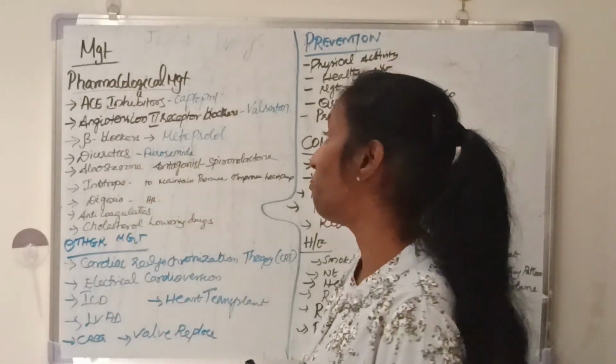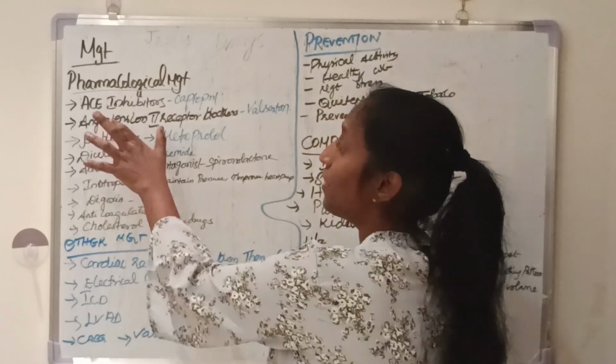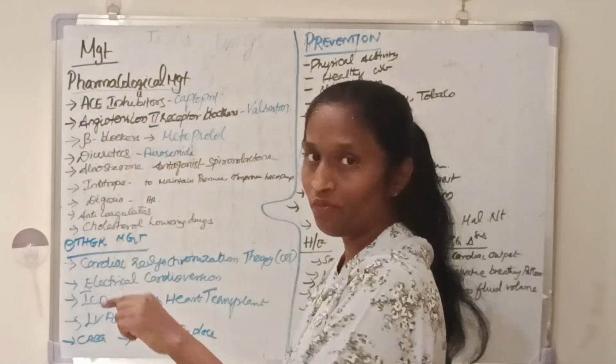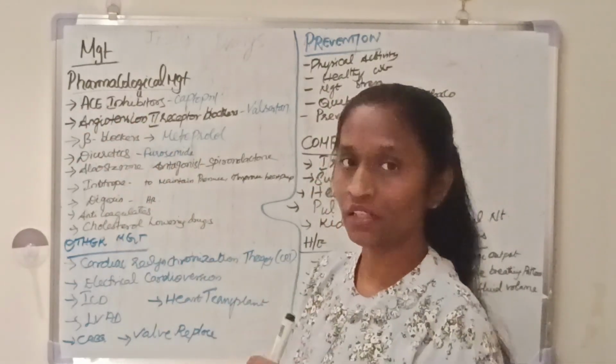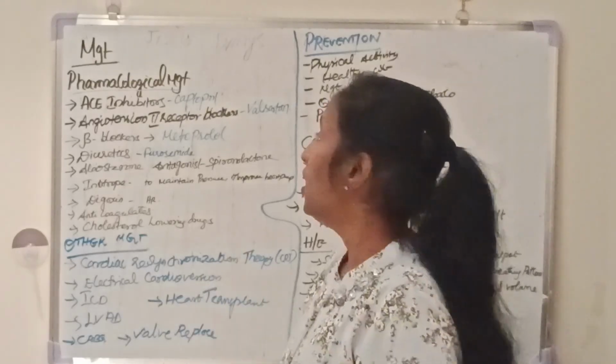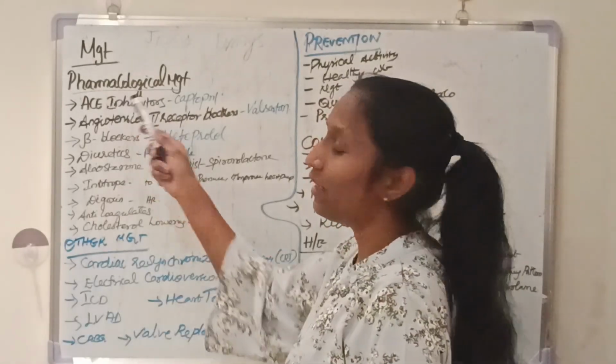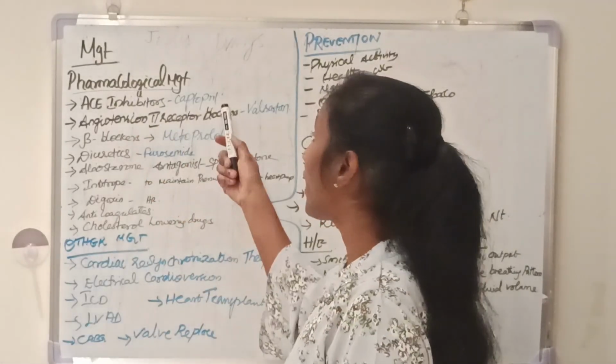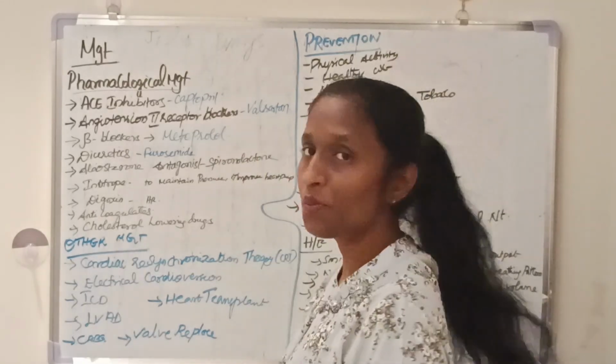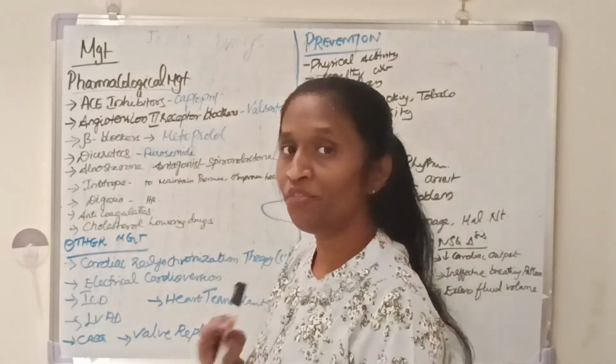Already we have seen in the pathophysiology, angiotensin converting enzyme, which converts angiotensin 1 into angiotensin 2. So here it inhibits the conversion. The example is captopril. That's the way it prevents the fluid overload.